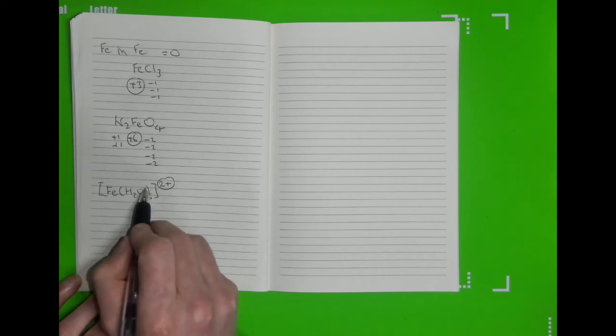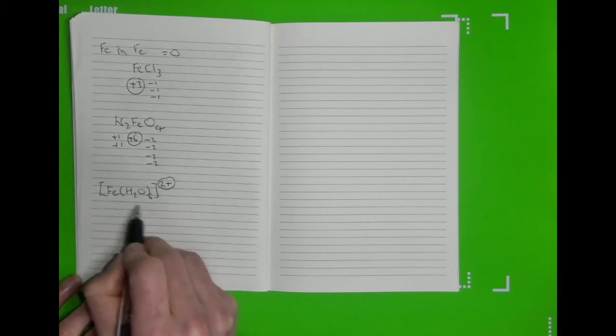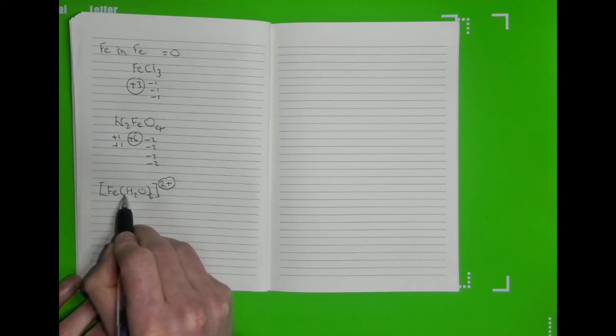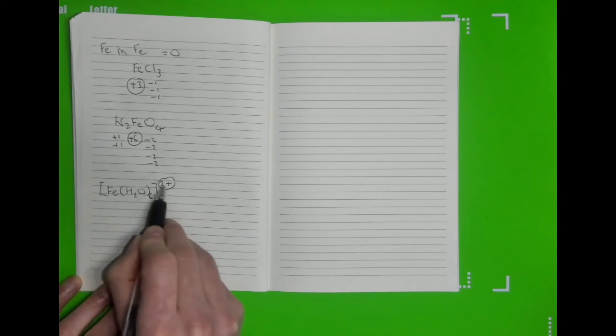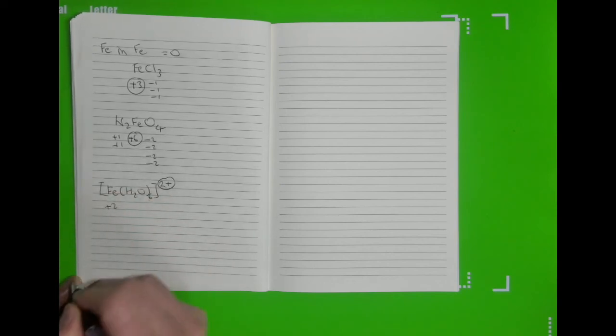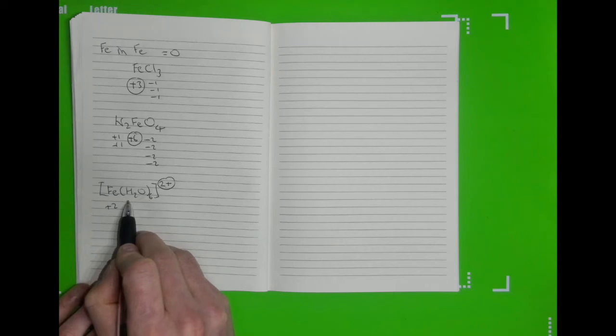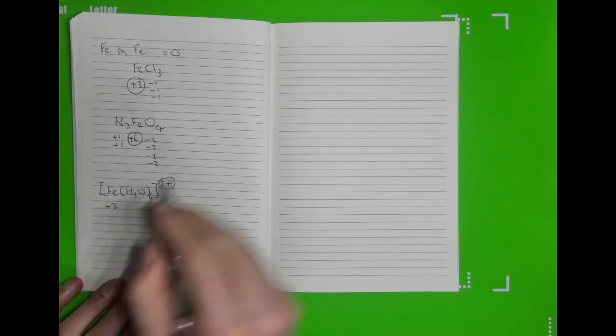Each water is a molecule, so the water must have no charge. So 6 times no charge is just going to be 0 again. Therefore the iron ion there must have the same charge as this one out here. So the ion there is just +2. We don't really need to work out the oxidation state of the hydrogen and the oxygen there. Let's look at chlorine.